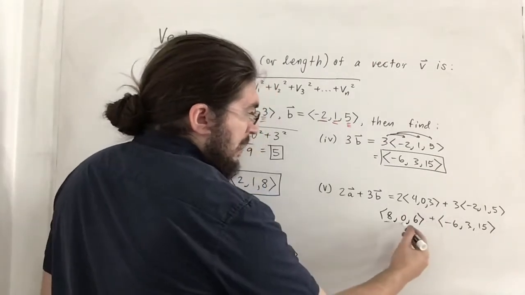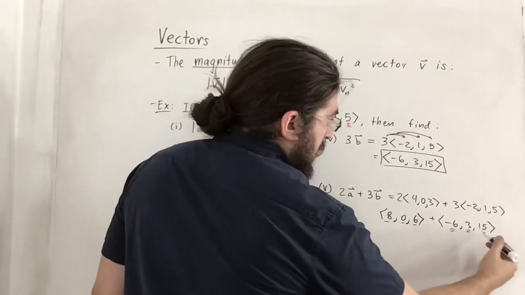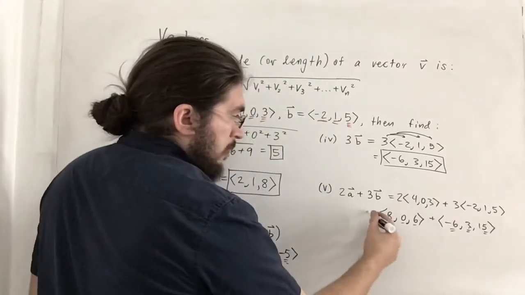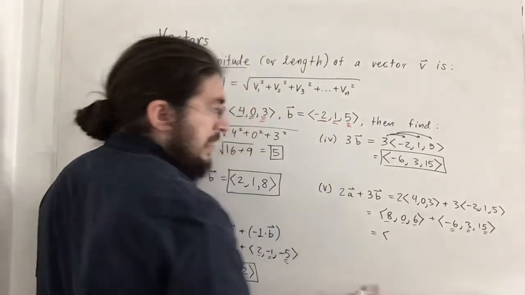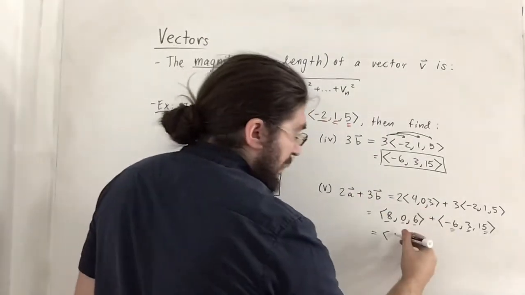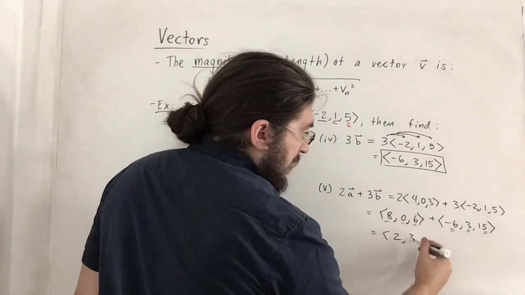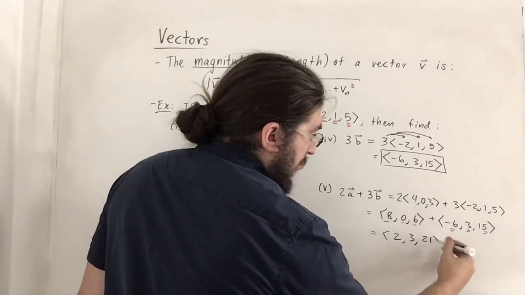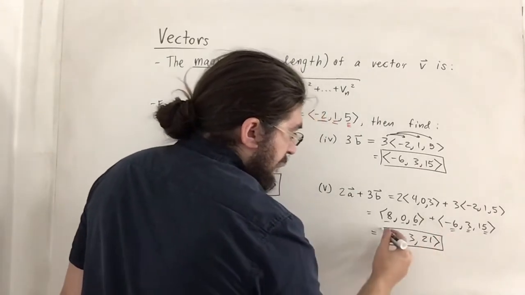And now adding these component-wise to the ones they correspond to, of course, we get, let's see, 8 plus negative 6, there we go. That's 2, 0 plus 3 is 3, and 6 plus 15 is 21, and there it is.